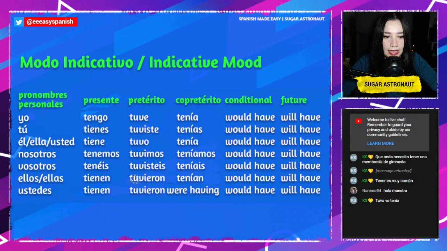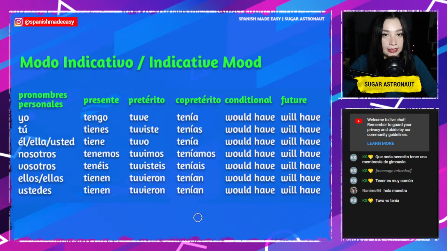They were having, sorry. And lastly, ustedes tenían. You were having. So that's copretérito, the imperfect tense. Yo tenía, tú tenías, él, ella, usted tenía, nosotros teníamos, vosotros teníais, ellos or ellas tenían, ustedes tenían. And remember the accent mark.